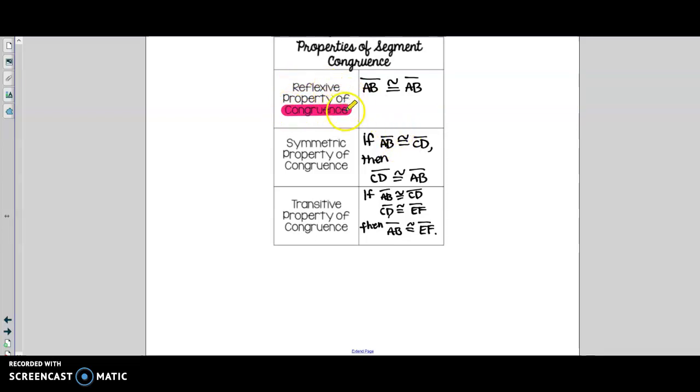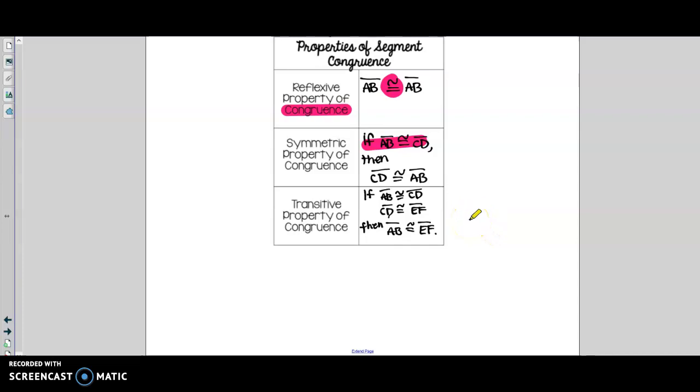So reflexive property stays the same, only we're changing the congruent symbol in the middle. So these two segments are congruent to each other. They're the same segment, so segments are congruent to themselves. With the symmetric property of congruence, if you know that two segments are congruent, you can switch the order and say that CD is congruent to AB. And then the transitive property says that if you have AB congruent to CD and then segment CD congruent to EF, you can go straight to the conclusion that segment AB is congruent to segment EF.